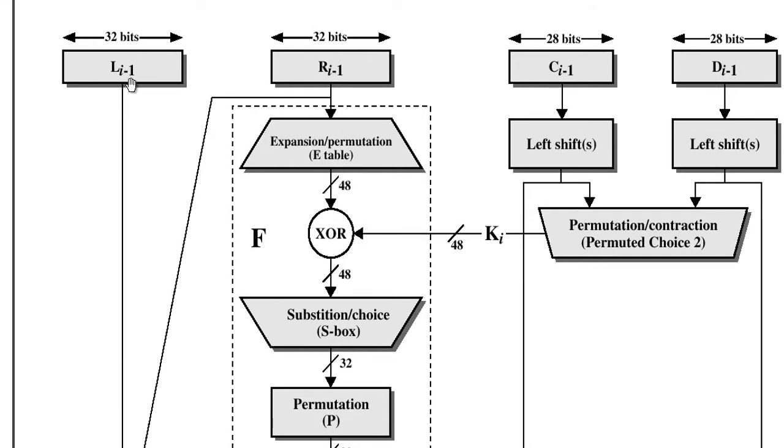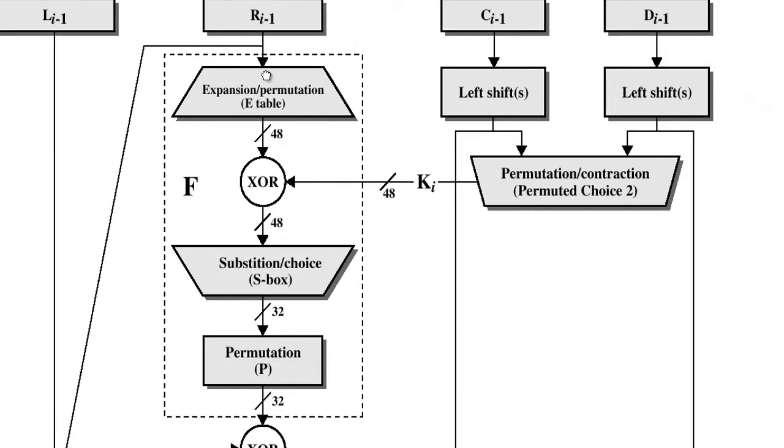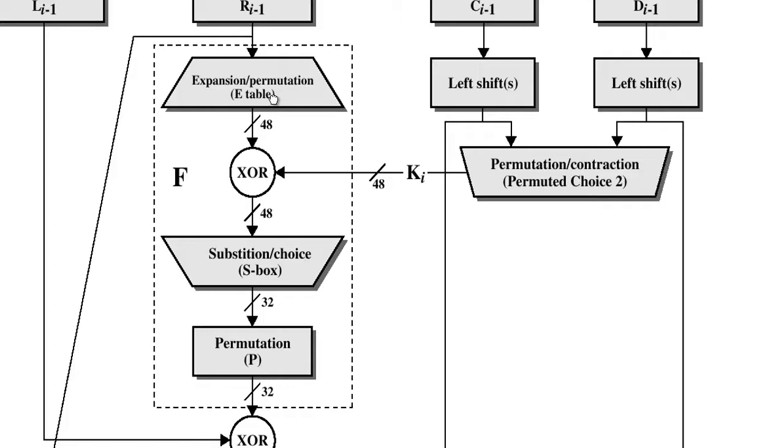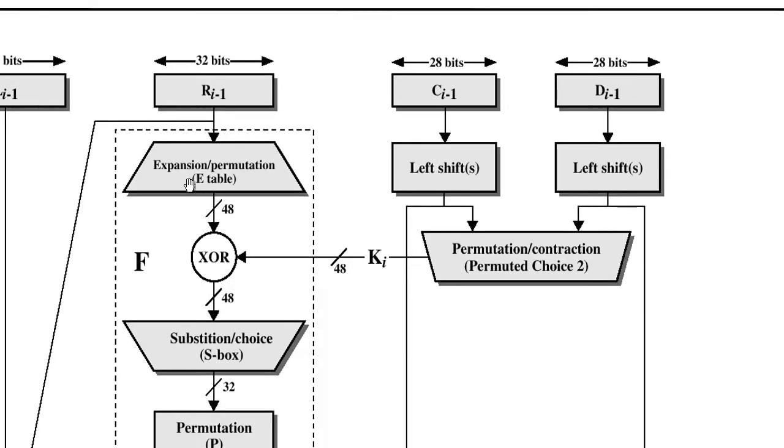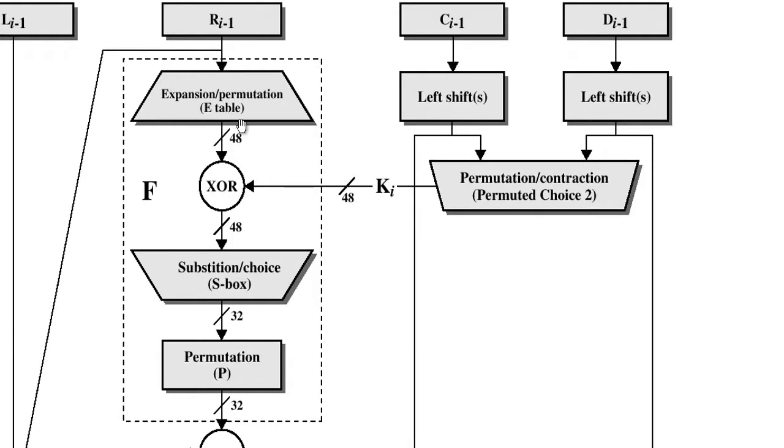We already know that one copy of R is taken into Li, that is, Ri minus 1 is moved to the Li. What about this expansion here? Why do we need to go for the E table? This is what we say as a round. So, this comprises one round, 1, 2, 3, 4. These 4 blocks comprise one round.